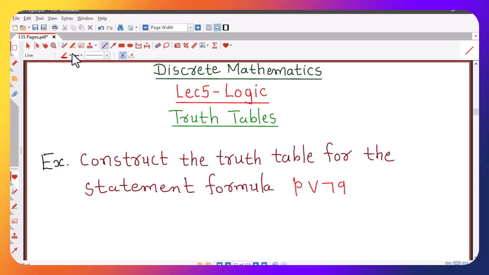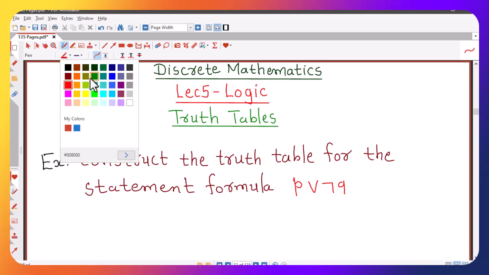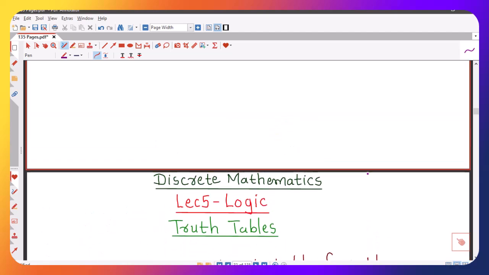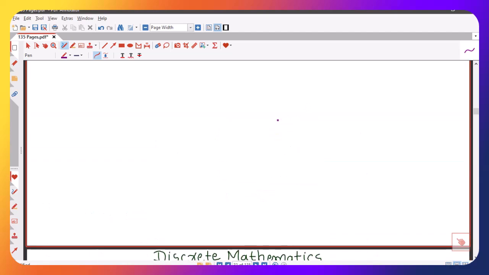In this lecture we will see some examples on construction of truth tables. We have already discussed truth tables in previous lectures, and in this lecture we will see how we can construct truth tables for some compound statements. Before watching this lecture you must be familiar with these connectives, which are negation, conjunction, disjunction, or inclusive or, exclusive or, as well as implications, conditional statements, one-sided as well as two-sided, that is biconditional.